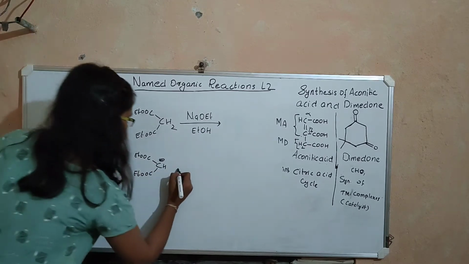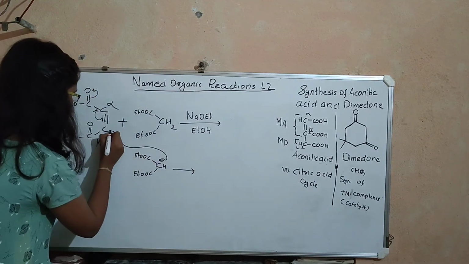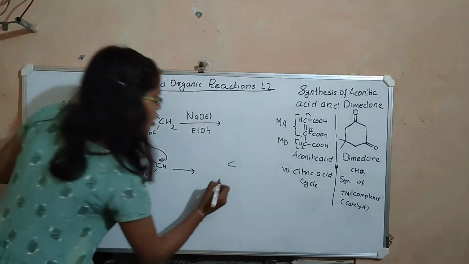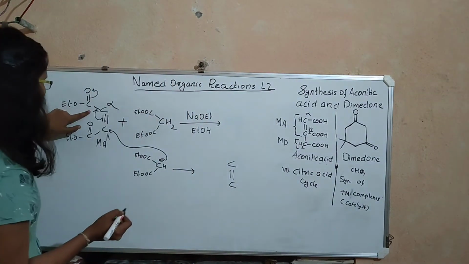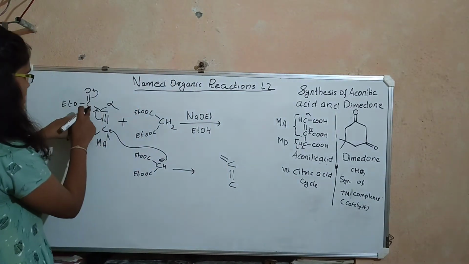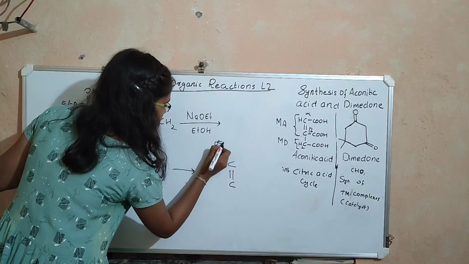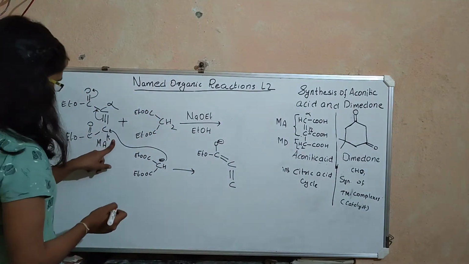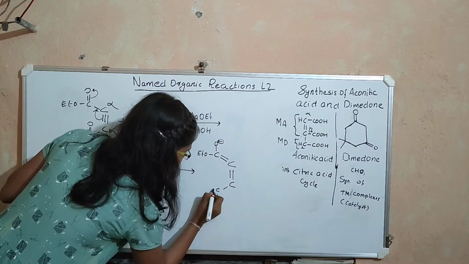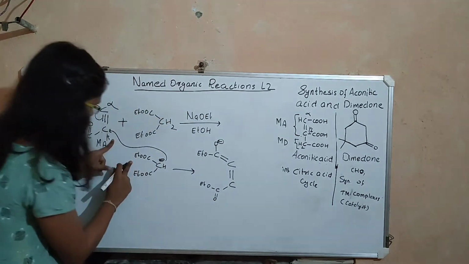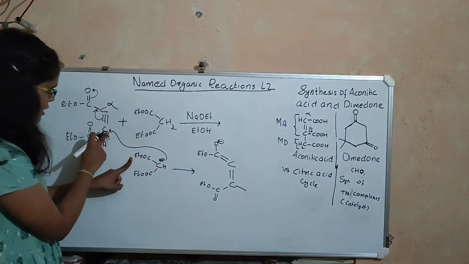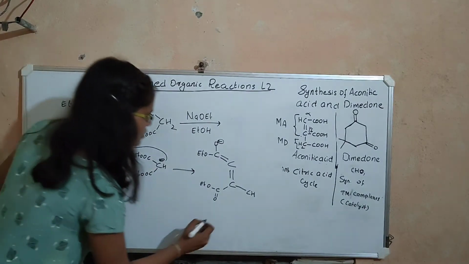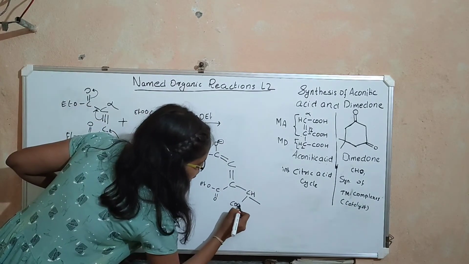Now, what you get is, when this attacks on this carbon, you get C. Now, here we have only a double bond C. You have a double bond between this carbon and this carbon, and you have O minus here. You have O ethyl group. And here you have C double bond O, O ethyl group, and this carbon will get bonded to this beta carbon and you have CH, on this carbon you have two COOEt groups. Okay.